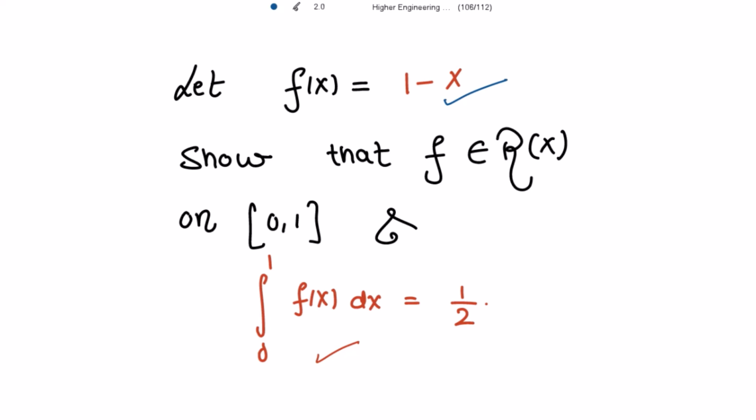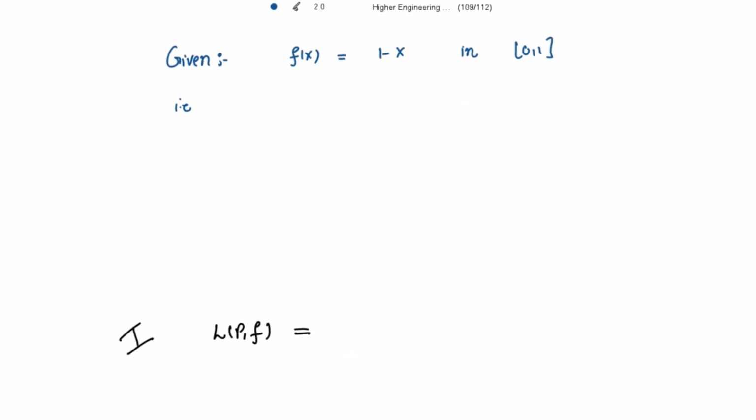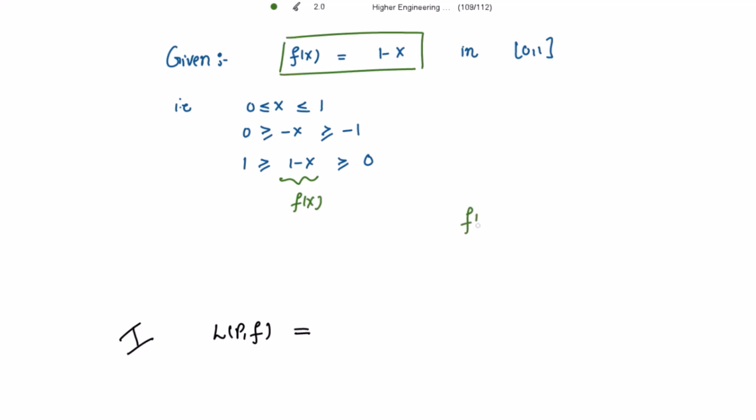We need to show first that this function is a bounded function. So this is a given function on the closed interval [0, 1], that is, x is greater than or equal to 0 and less than or equal to 1. Let's multiply all through by minus 1. We get 0 greater than or equal to minus x greater than or equal to minus 1, and when we multiply by minus 1 the signs change. Then adding 1 throughout, we get 1 greater than or equal to 1 minus x greater than or equal to 0, and this is your function f(x). That is, our function is bounded on [0, 1].